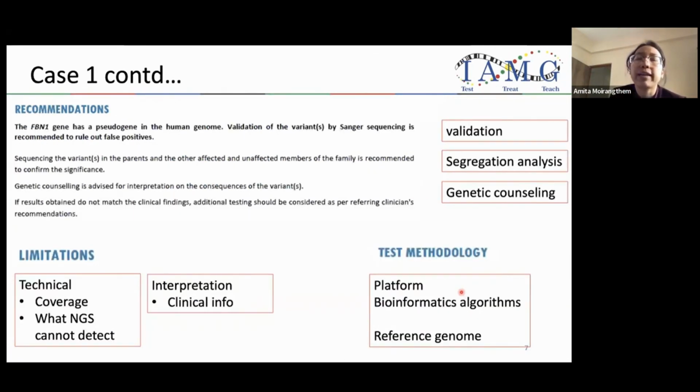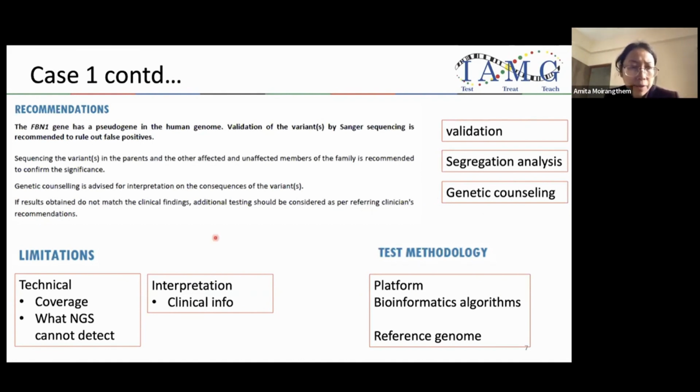This is usually followed by the recommendations from the lab, which is mainly in the form of advising Sanger validation of the variant, which may be because the depth of coverage is low, or else the particular gene has a pseudogene. So in those cases, validation is recommended. Then most of the times we have the segregation analysis required. Segregation analysis is testing mainly of the parents or affected, unaffected siblings, depending on the family studied, and genetic counseling, of course.